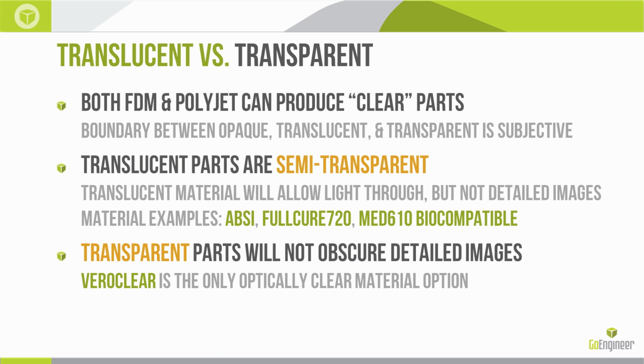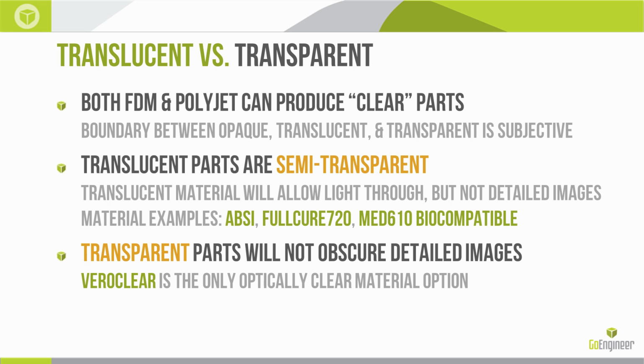So one of the first things that comes up when we start talking about clear parts is the idea that clear is sort of subjective. One person's clear is another's opaque. Both FDM and PolyJet can produce, quote, clear parts. But what we're really talking about today are transparent parts. The difference between translucent and transparent is pretty key, especially considering a lot of our parts come off the machines as translucent, and then through some post-processing is how we get them to be what I would consider transparent.